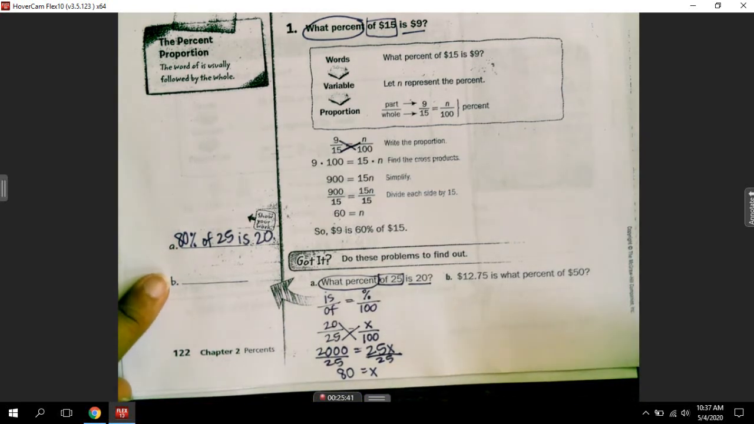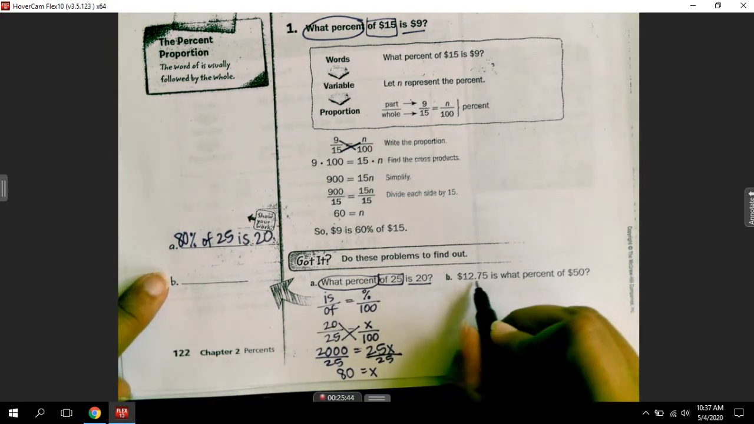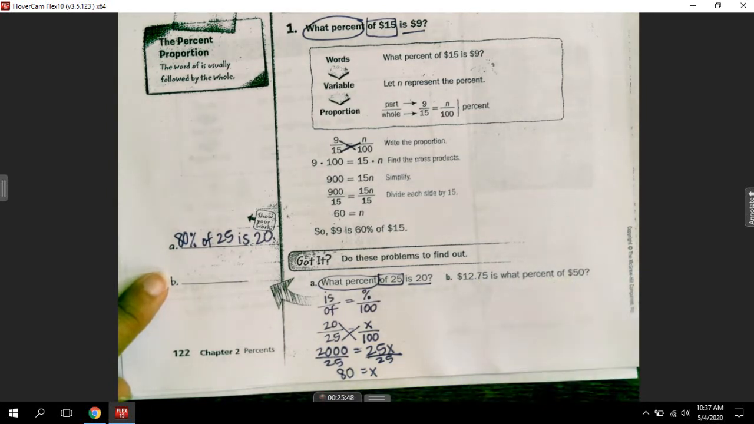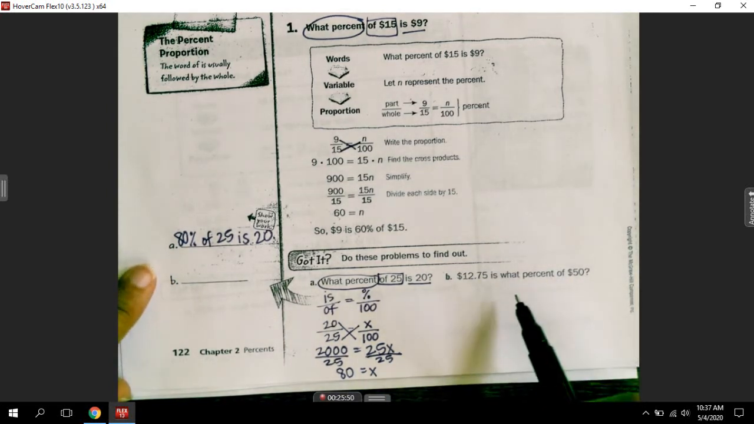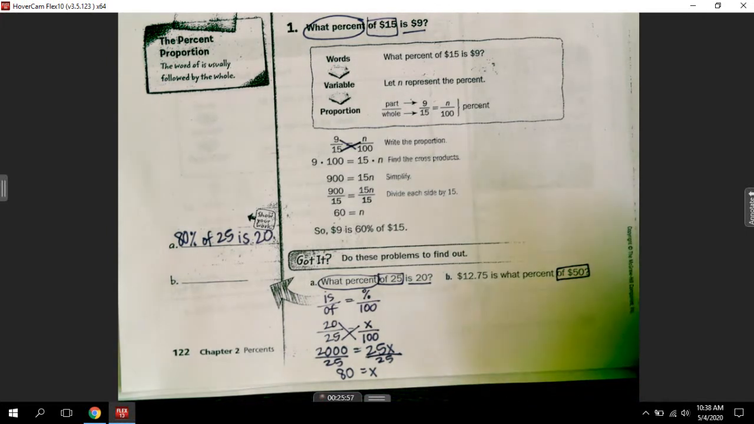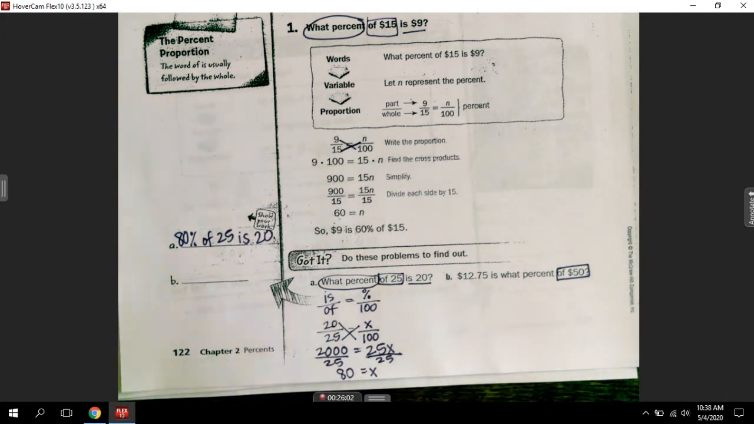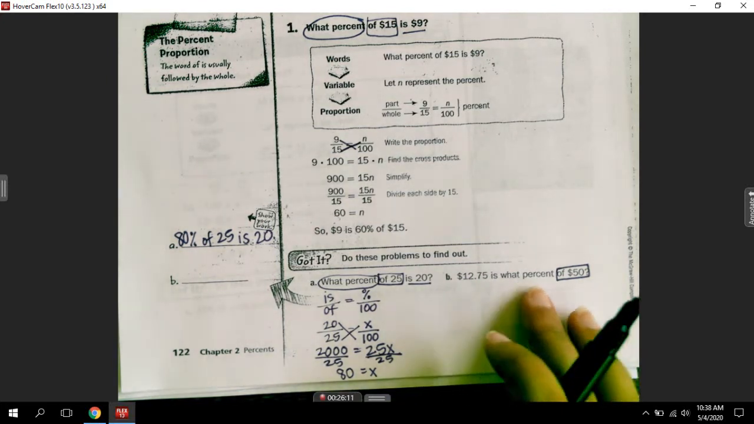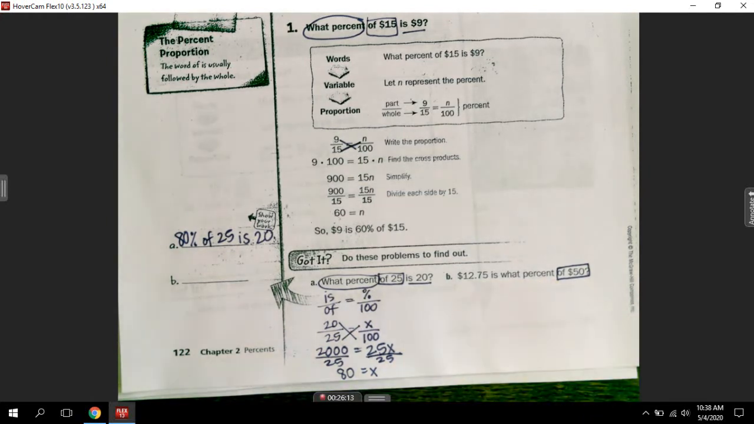All right. Letter B, sorry, it says $12.75 is what percent of $50? Okay, so the of is kind of easy. It says of 50, so that's easy to spot. So I'm going to go ahead and box my of 50. And the rest is $12.75 is what percent? So percent gets circled. Because it says is what percent, some students get confused because they're like, okay, well, what is 12.75? It says is what percent, so I would underline is what percent.